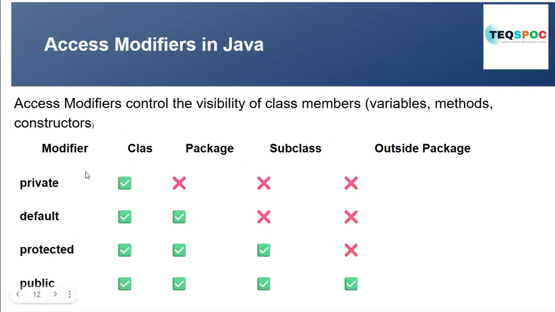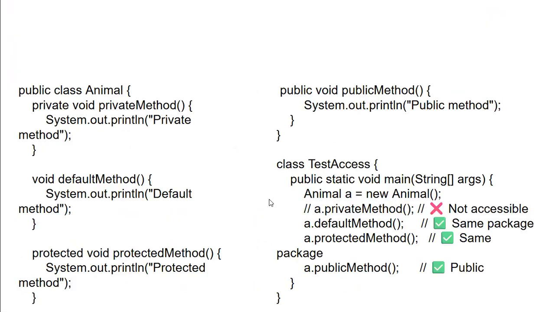Now, if you make the method or variable protected, it can be accessed in the same package and in a different package's subclass also, but not outside the package. Similarly, if you make a variable or method public, then it can be accessed in the same package, different package, different package subclass and outside the class also. This is the basic definition of the access modifier in Java.